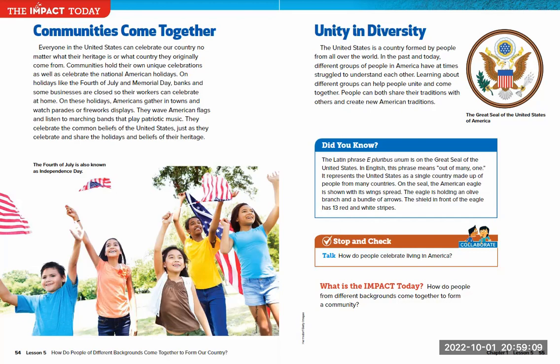On holidays like the 4th of July and Memorial Day, banks and some businesses are closed so their workers can celebrate at home. On these holidays, Americans gather in towns and watch parades or fireworks displays. They wave American flags and listen to marching bands that play patriotic music. They celebrate the common beliefs of the United States, just as they celebrate and share the holidays and beliefs of their heritage.